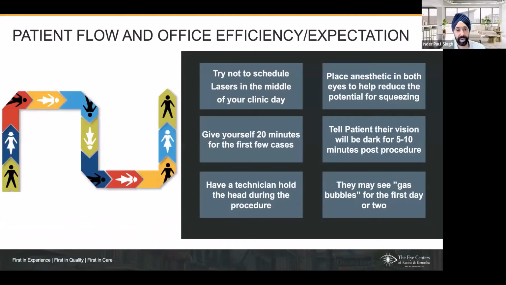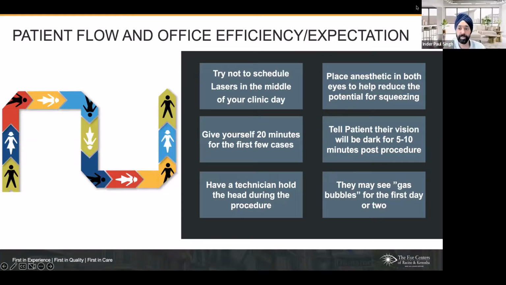If you are starting out, and Ahmed mentioned, or I think Nathan asked, how do I manage efficiency and flow? I don't schedule in the middle of the day. Give yourself initially about 15, 20 minutes to get comfortable viewing the floater, giving yourself an understanding of where the floater is and safety, and then starting to fire. Having the technician hold the head still is important. And if I'm doing only one eye, not the other eye, I anesthetize the other eye, even if I'm not doing it, so they don't get dry and irritated trying to keep both eyes open as well.